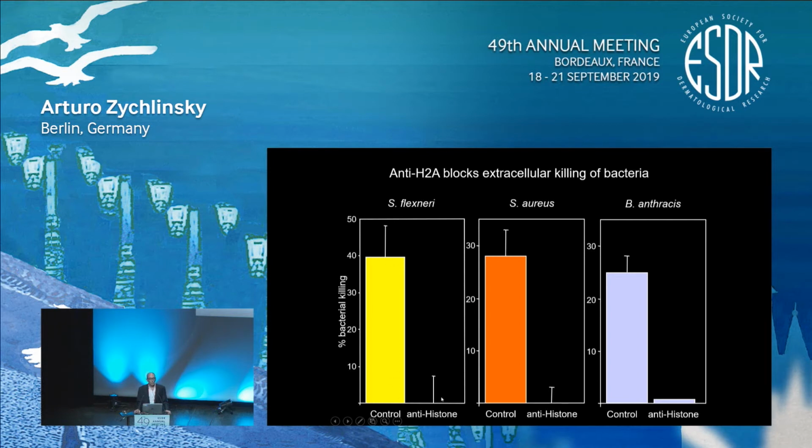The antihistone antibody prevents this killing. And we think this experiment has two possible interpretations. One is that the bacteria need to be in direct contact with the nets to be killed, and the antibodies prevent this contact. The second is that histones actually have a very important antimicrobial activity.